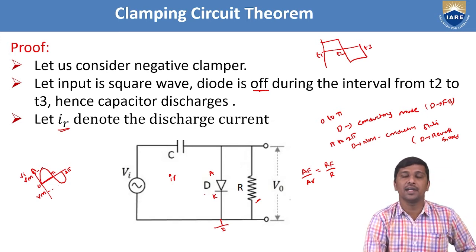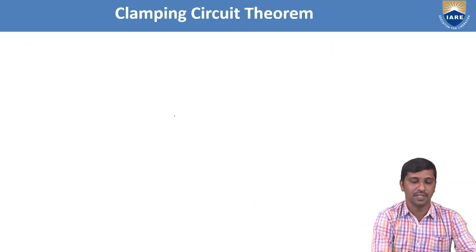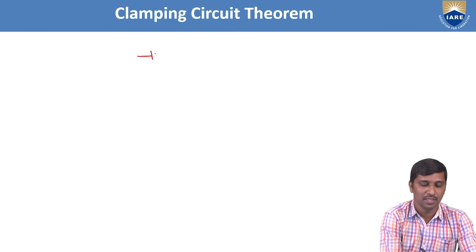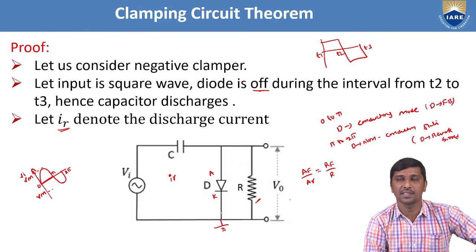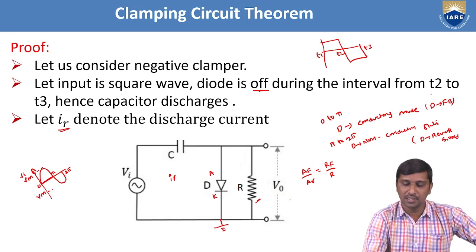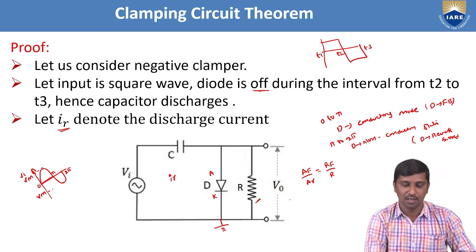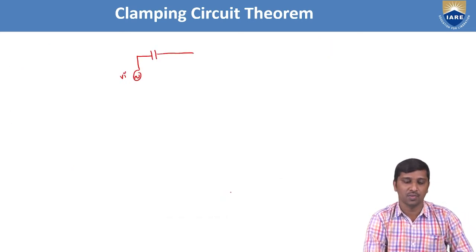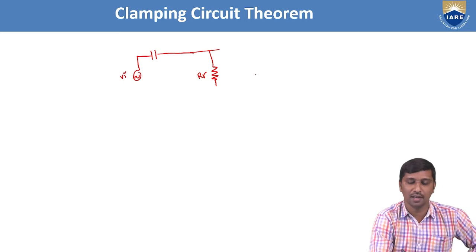From this, we need to identify the areas. So, for this case, let us say the diode is reverse biased. Let us take this as the capacitor, and on the input side this is Vi. If you observe the previous diagram, this is the clamping circuit. During this T2 to T3 interval, the diode is replaced with the off state. What is the equivalent model for the off state? It contains a reverse resistance that is represented as RR.